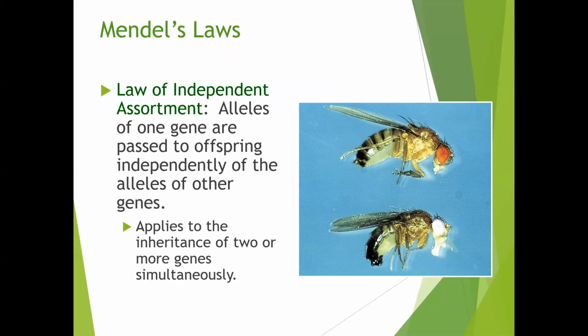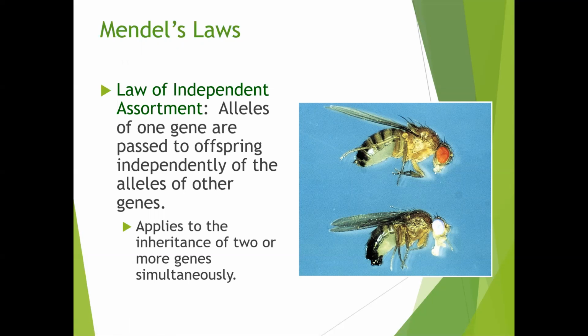So if we talk about flies and eye color, and then we're going to talk about wings, okay? Wing shape does not influence eye color. So let's say if you have red eyes and normal wings, those two aren't inherited together, okay? They're inherited separately. And that's what independent assortment is. And it's another great reason why we have so much genetic diversity.